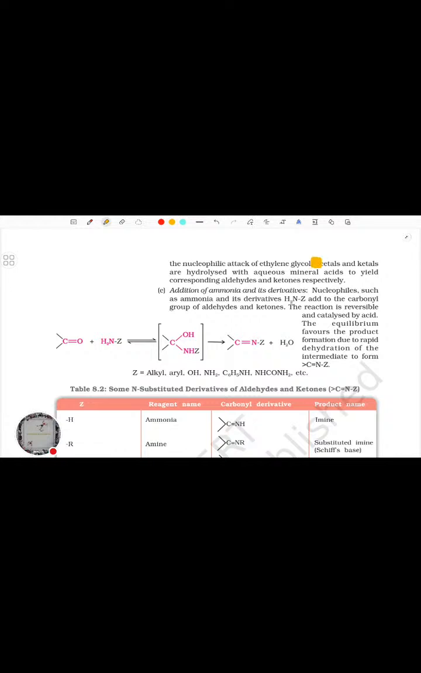So finally, upon producing these acetals and ketals, we'll just hydrolyze them and we'll obtain the aldehydes and ketones.